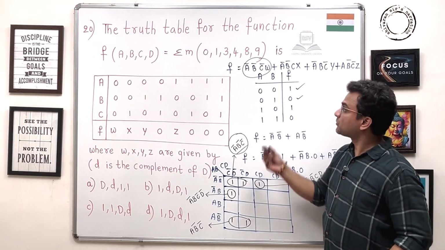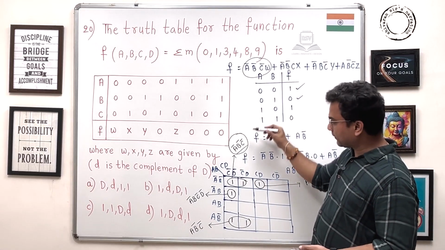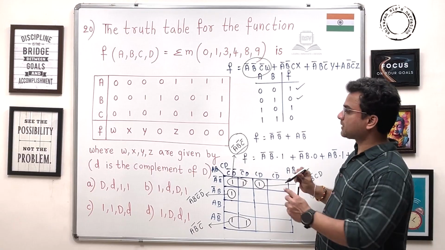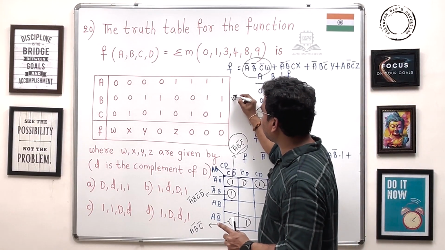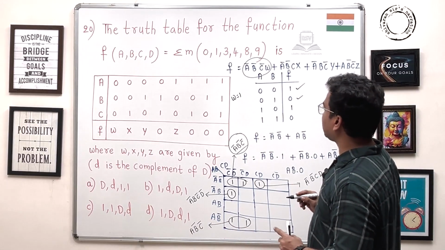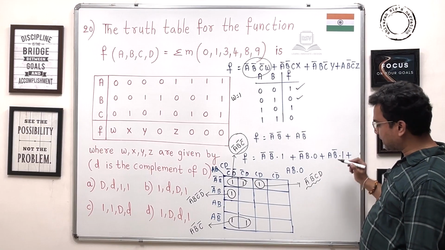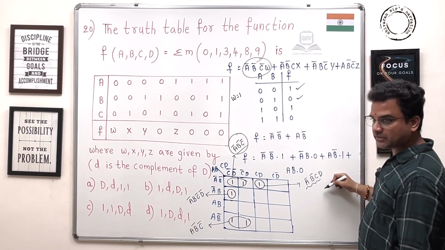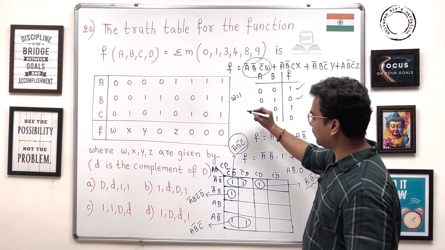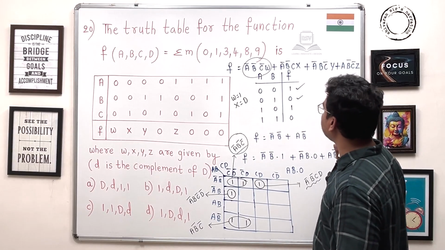W is 1 only. Whenever W is 1, then you get this expression only, right? Hence, W is 1. Similarly, A bar, B bar, C, D. Then what is X, guys? Obviously, it is D only. X is equal to D only.